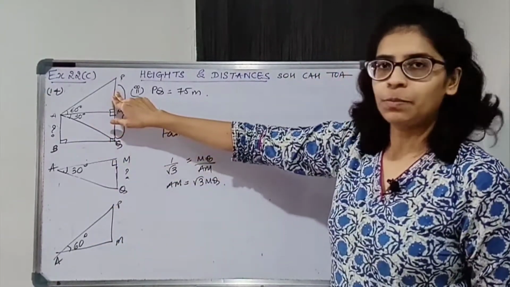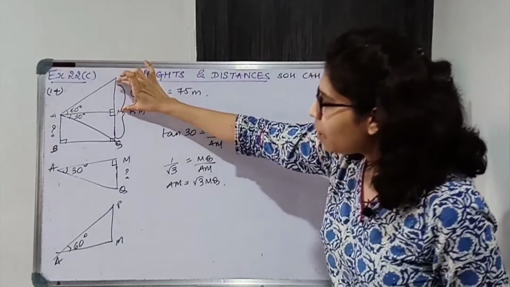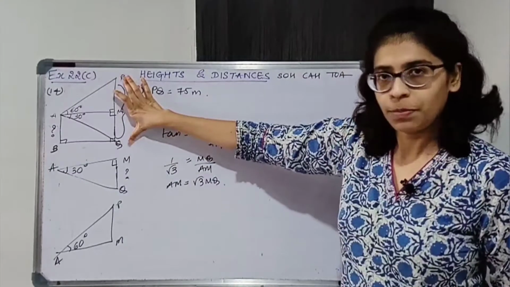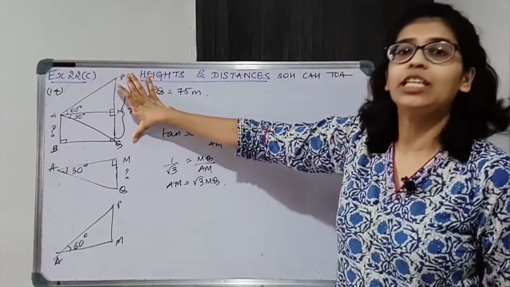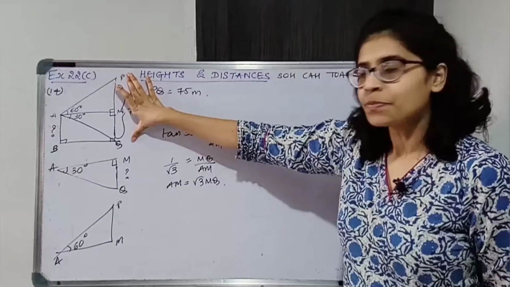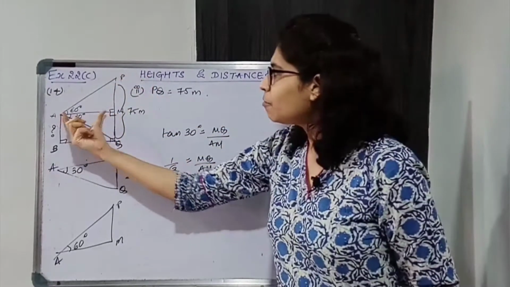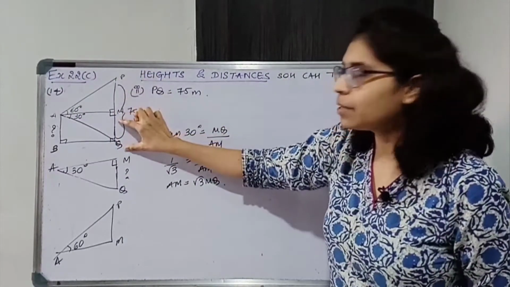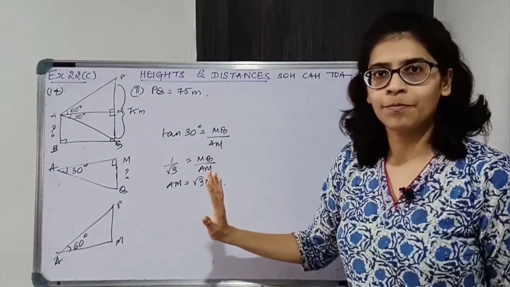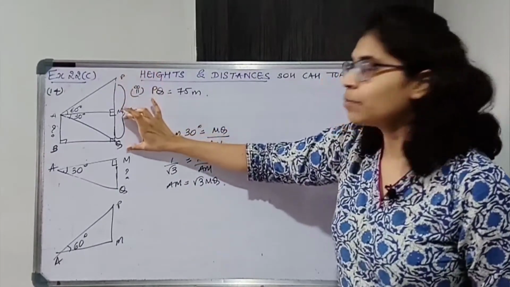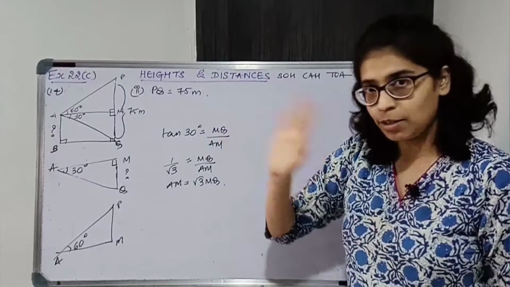AM को I relate with PM. Why? PM and MQ are parts of PQ. PM and MQ मिला के I get PQ, okay? So PQ form होता है. So if I relate AM with both PM and MQ, तो I can relate PM and MQ. Okay? मैं PQ जानती हूँ, but do I know PM or MQ? I don't know.